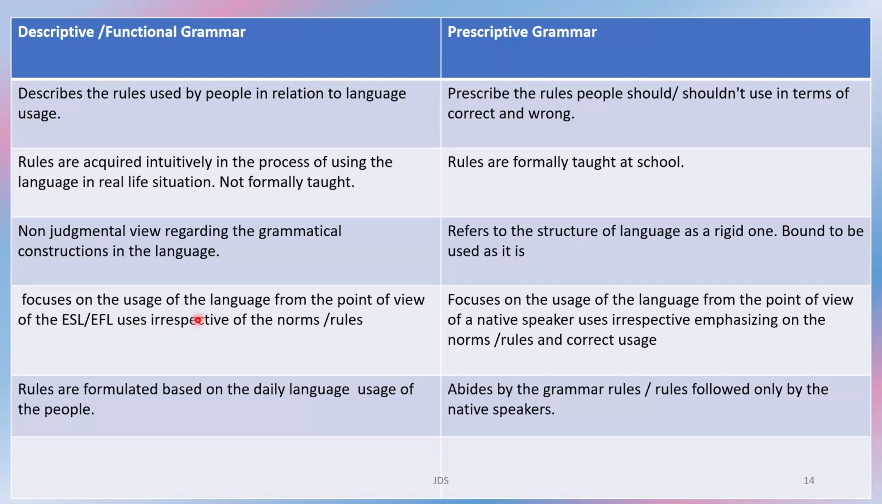Descriptive grammar focuses on the usage of the language from an ESL, EFL context. Irrespective of rules, they consider the language being used in more of a foreign language context. Here it's totally different. It focuses on the use of language from the point of view of a native speaker. Thereby, it has to be the correct usage, correct rules, everything.